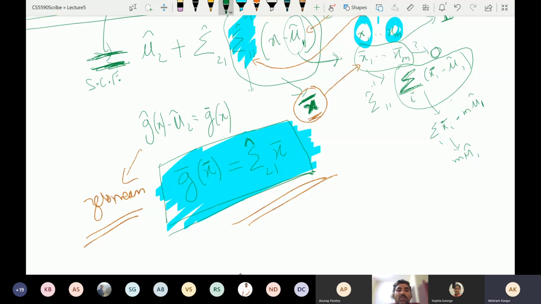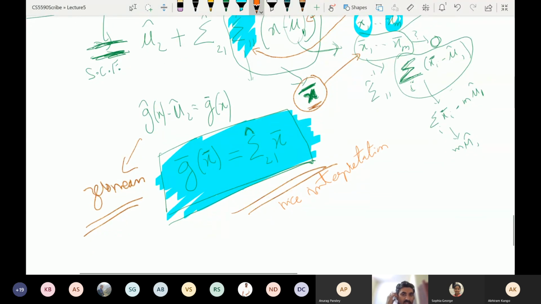Okay. Now what is good about this estimate? See, this equation has a very nice, simple interpretation. That's why we are doing all this normalization. So let us give what is the interpretation. The interpretation is very satisfying.